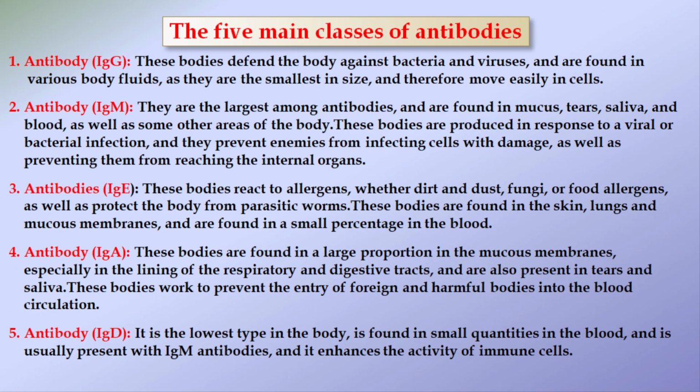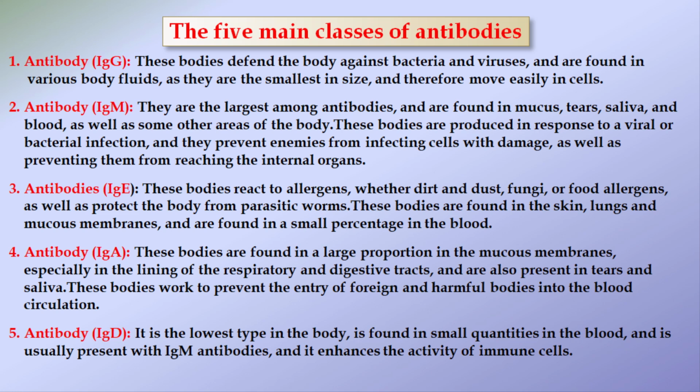The 5 main classes of antibodies. 1. Antibody, IgG. These bodies defend the body against bacteria and viruses, and are found in various body fluids, as they are the smallest in size, and therefore move easily in cells.